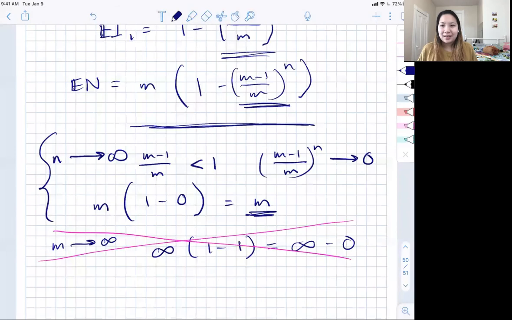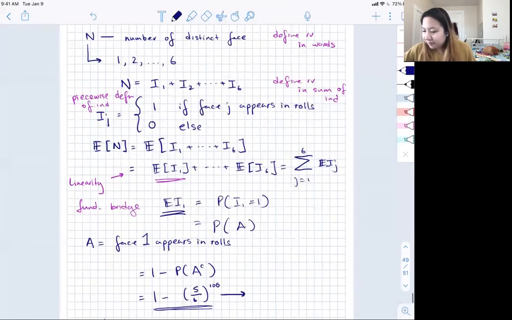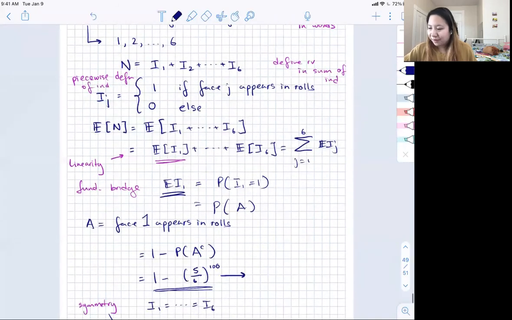So yeah, this is my problem relating indicator random variables, linearity, fundamental bridge, and symmetry.